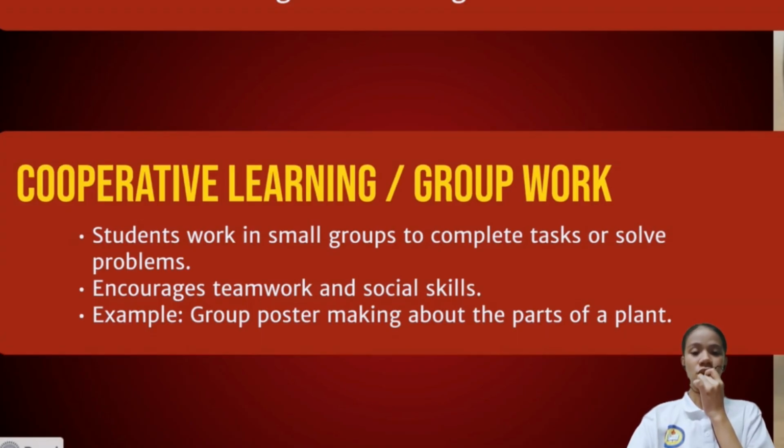Quieter or struggling students often feel more confident participating in a small group, while more advanced students sharpen their understanding by helping others. Example: Students will work in groups to create a poster showing the parts of the plant and their functions. Each member will have a responsibility, such as drawing, labeling, coloring, or writing descriptions, so that the final output reflects everyone's contribution. Afterward, groups will present their posters to the class.